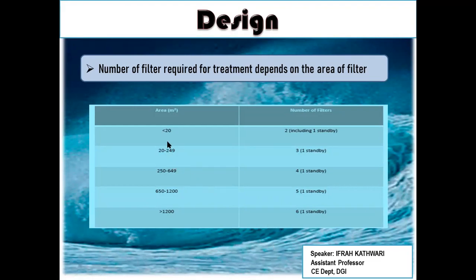In this table, as you can see, if the area is more than 20 meters square, then we take two filters. The number of filters is two, and it increases with the increase in area. Like here, as you can see, 650 to 1200 meters square, in that case we take five filters. The number of filters is five, but one we take as a standby. Standby is always a backup. So one is standby. Total units are six, but five are used.